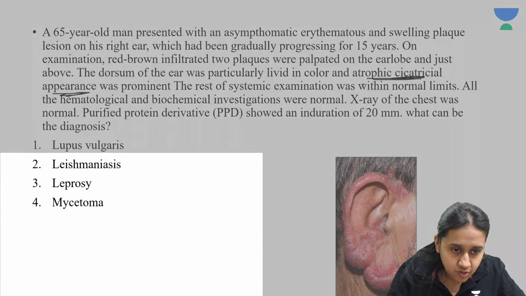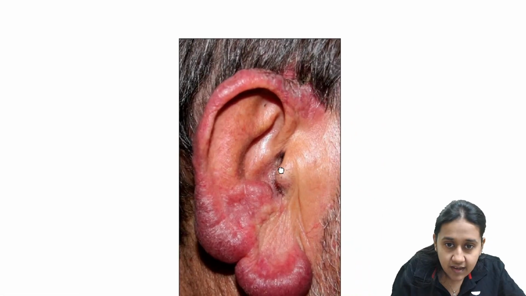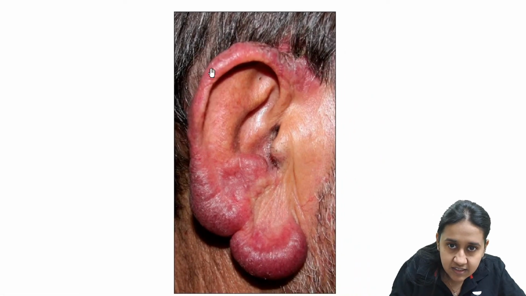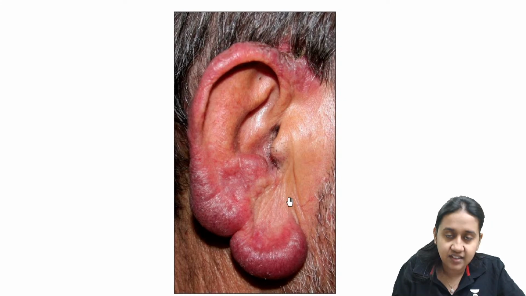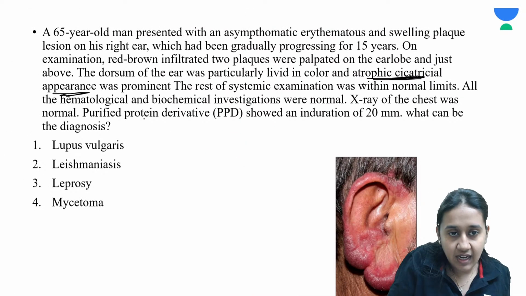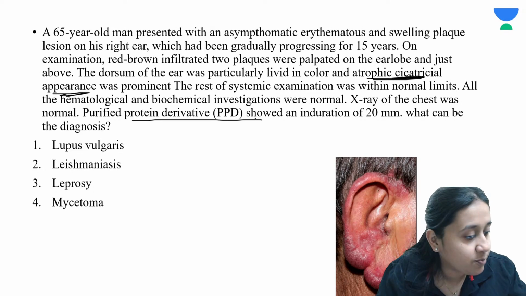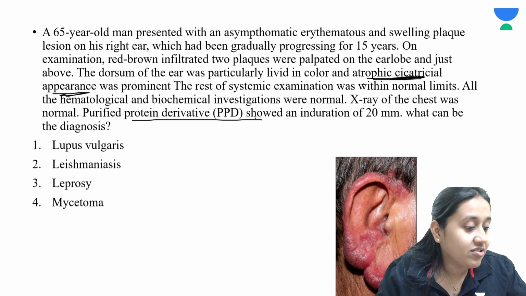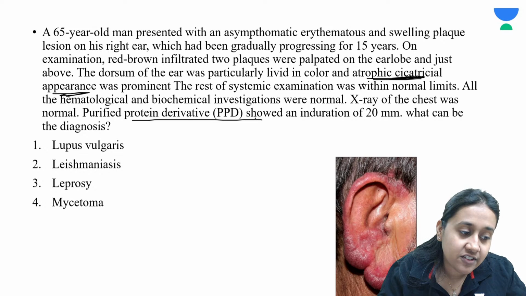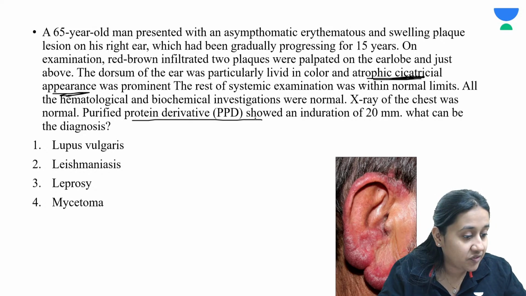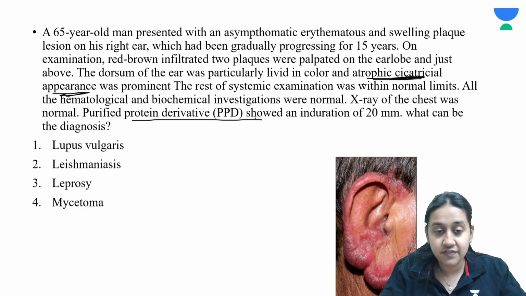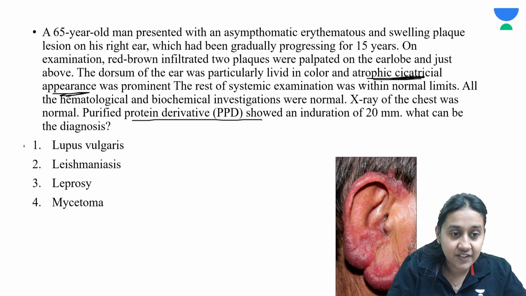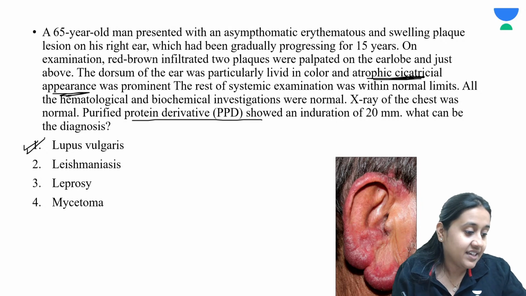Now I want all of you to look at the image. In this patient you can see that there is a plaque on the ear with a very classical atrophy, and there is PPD which is positive. Can you think of something when the PPD is positive and there is presence of atrophy? It is a very classical feature of lupus vulgaris.